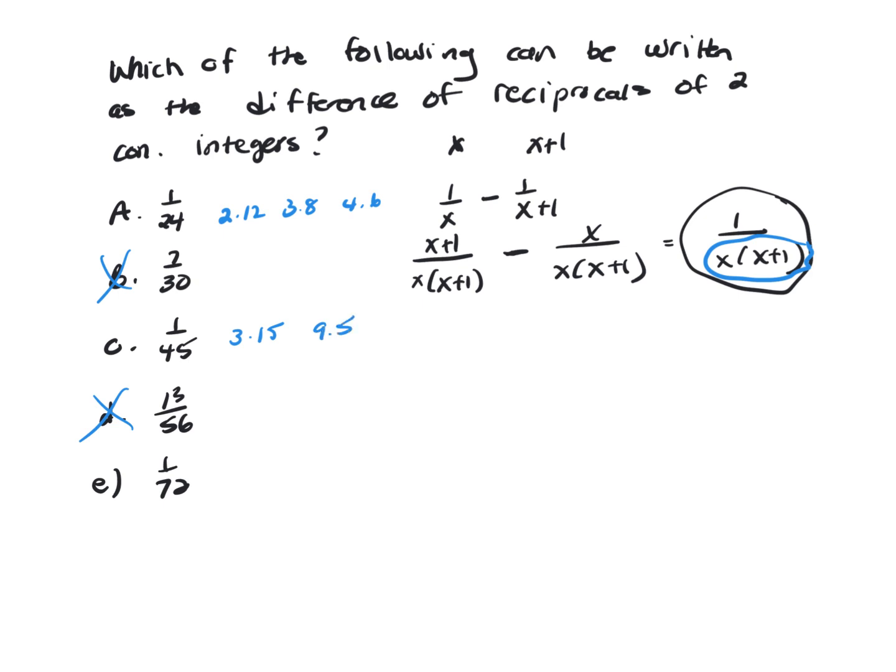Let's look at the 1 over 72. That is 8 times 9. Those are consecutive. Your answer is E.